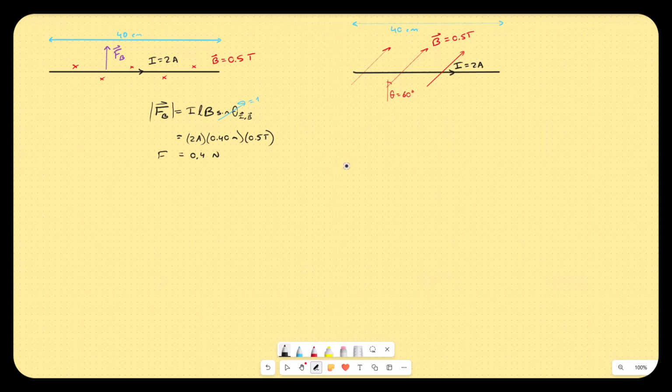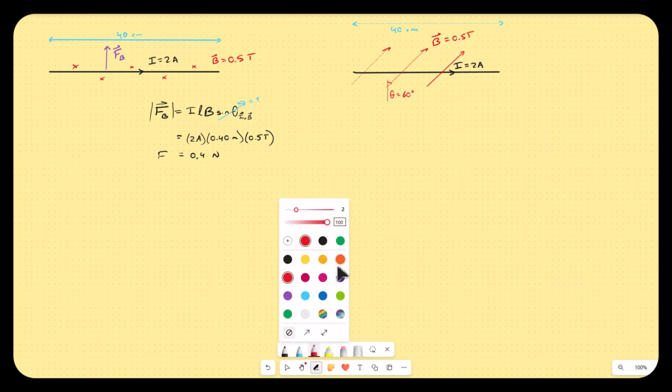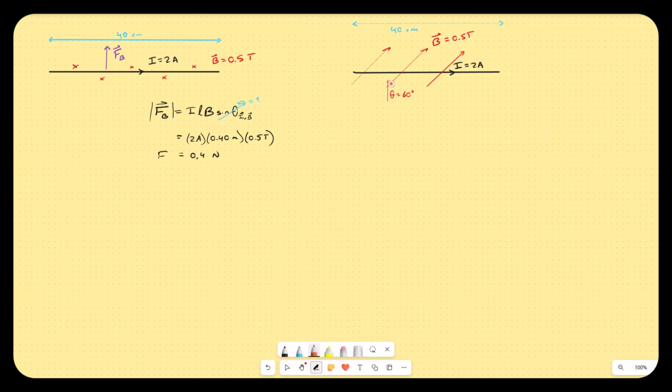So I'm going to do the same thing, but now my B field and my current are no longer perpendicular to each other, so I need to make them perpendicular. I'm going to split my B field into 2 components. One component that goes this way, this is my B perpendicular. One component that goes this way, and this is my B parallel. My B parallel does not matter as far as this stuff goes, so my B perpendicular is the one that I want, and in this case that's going to be B times cosine of theta.